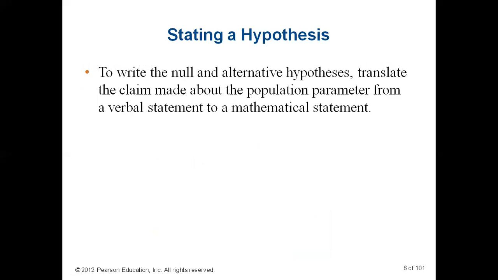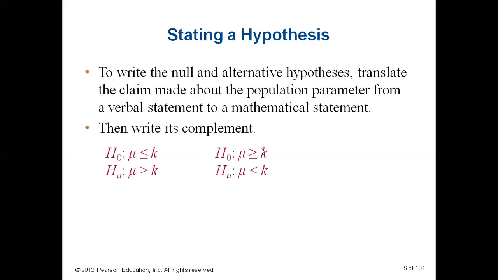Stating a hypothesis. To write the null and alternative hypothesis, translate the claim made about the population parameter from a verbal statement to a mathematical statement. Write its complement. For example, a null hypothesis is mu is less than or equal to k. An alternative hypothesis is mu is greater than k. So both are complements of each other. There is nothing in common between the null hypothesis statement and the alternative hypothesis statement.